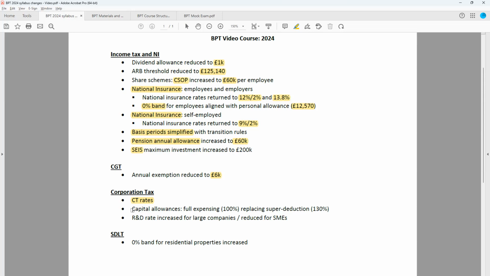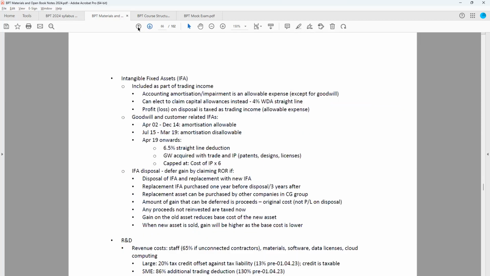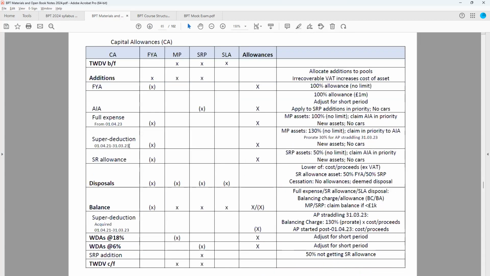So there have been a few other changes for corporation tax, probably the area that's seen the most significant change really for this year. So capital allowances, there's been a lot of change with capital allowances in recent years. Essentially, the super deduction was introduced to boost the economy after COVID, where actually this was better than AIA, where you get 100%, because you get 130% on main pool assets. That comes to an end on the 31st of March 23.